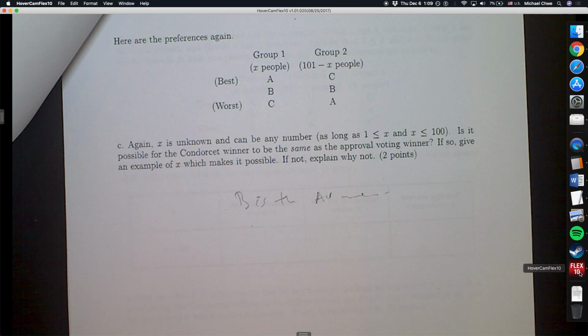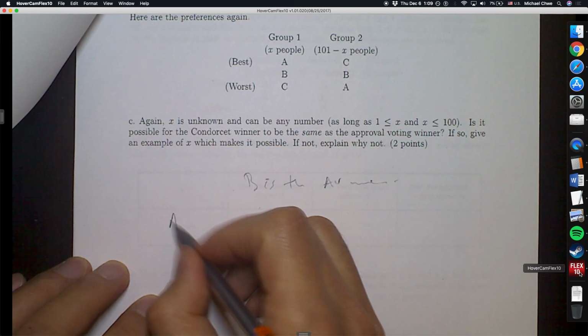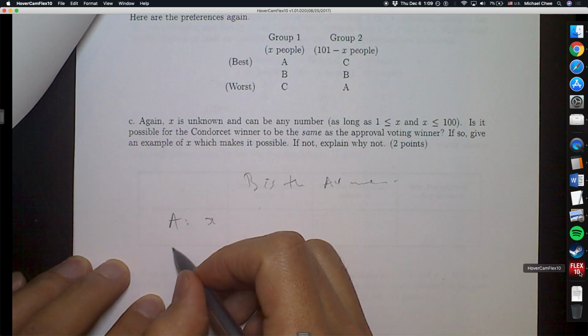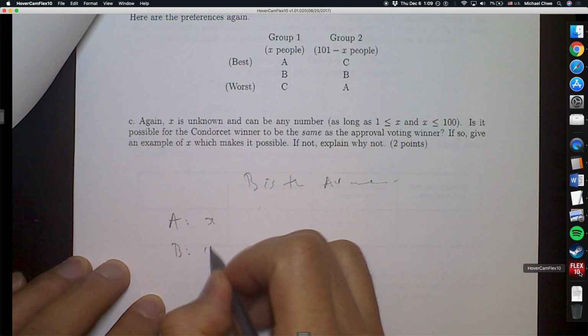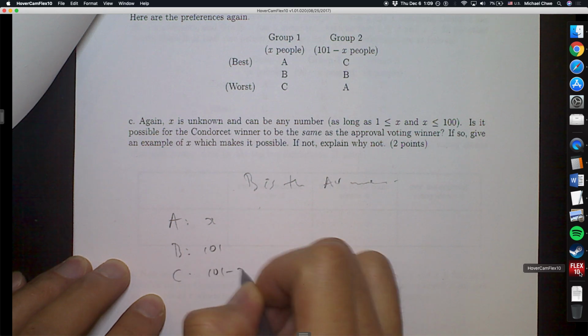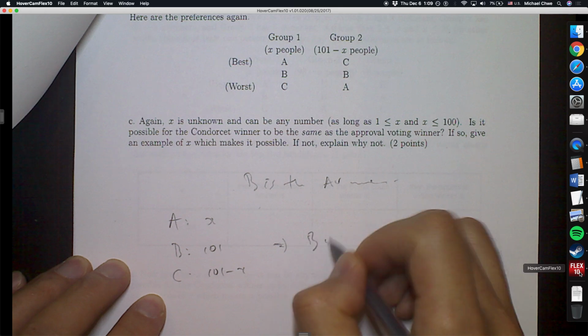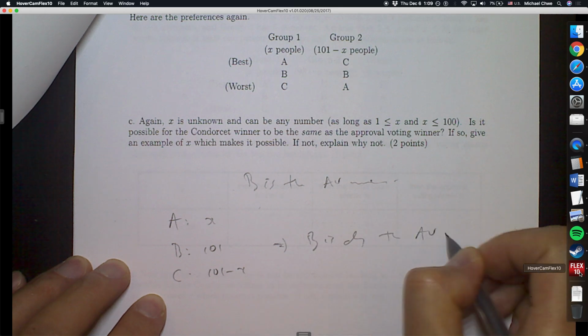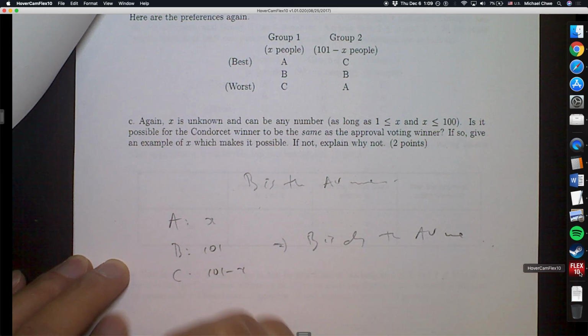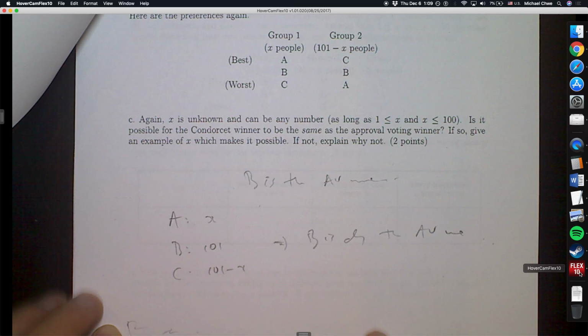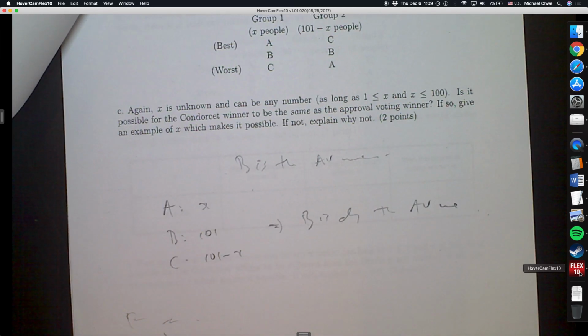But sufficient would be something like, you know, you could do the approval voting, so for example, A gets X points, B gets 101, C gets 101 minus X. So say that B is always the approval voting winner. You could say that. And then from part A, we found that B is never the Condorcet winner. That would be sufficient. Yeah, does that make sense?